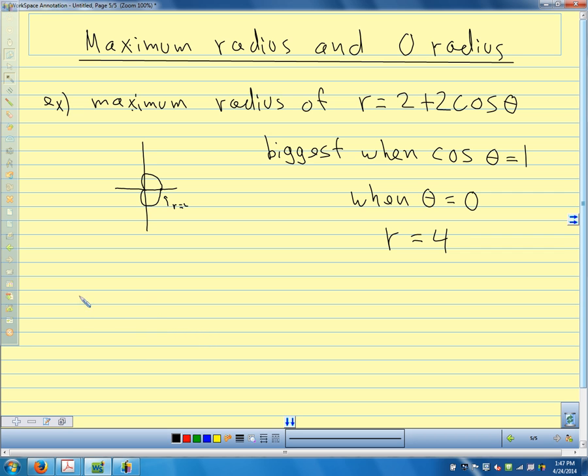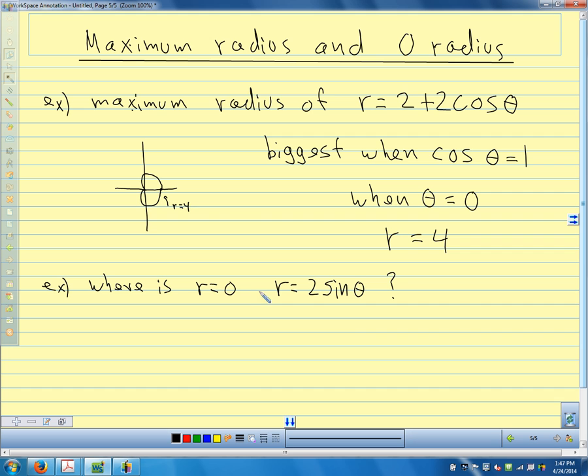How about the points on r equals 2 sine theta? First off, what kind of symmetry does this graph have? It's symmetrical about the line theta equals pi over 2. This has pi over 2 symmetry.